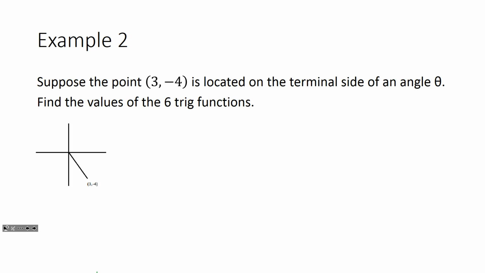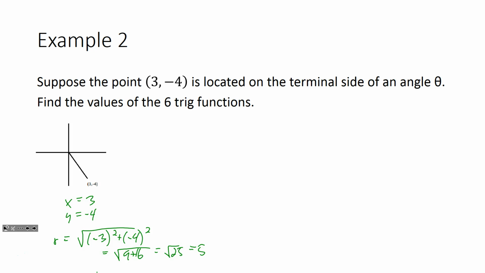Let's do another example. At this point, 3, negative 4 is located in quadrant 4. We have that x equals 3. We're given that. We have that y equals negative 4. Let's find the value of r. It equals the square root of x squared plus y squared, which equals the square root of 9 plus 16, square root of 25, and so that equals just 5.